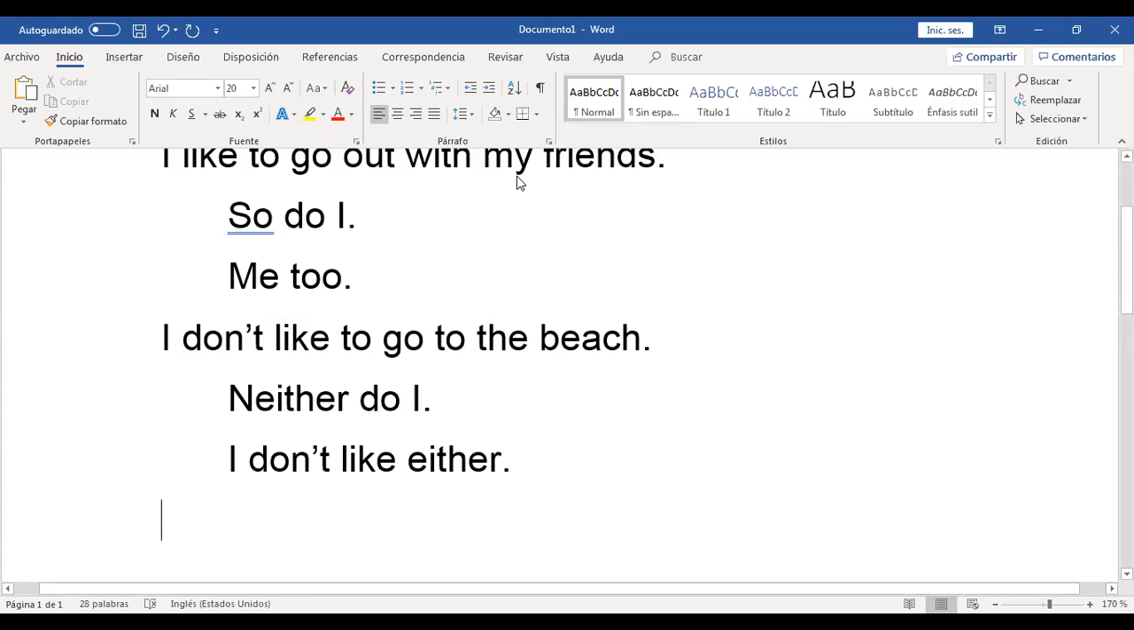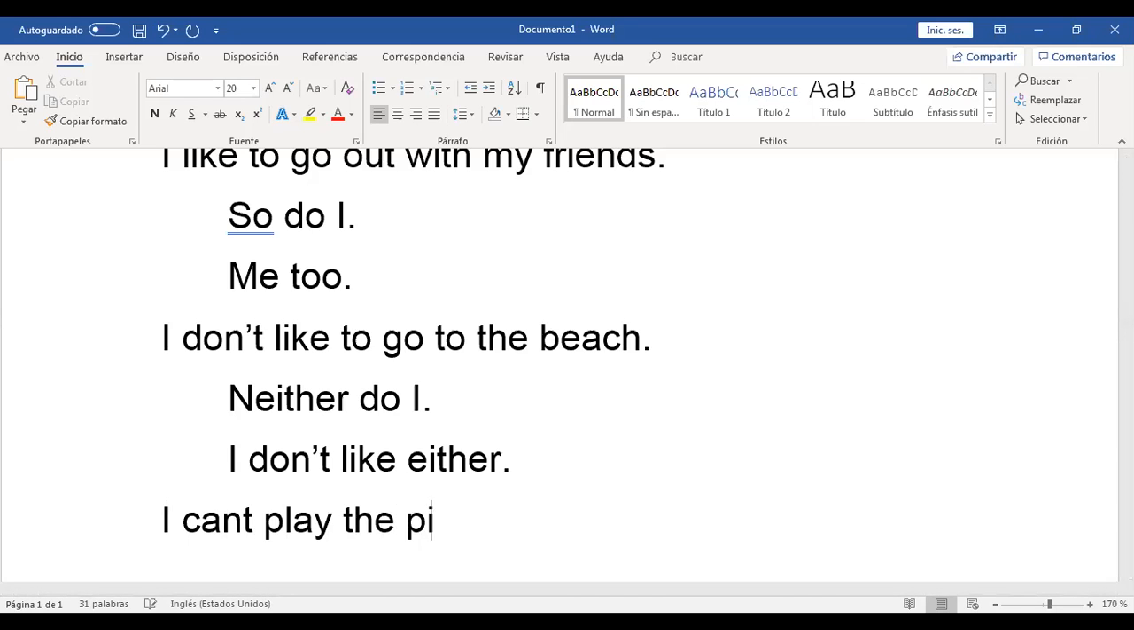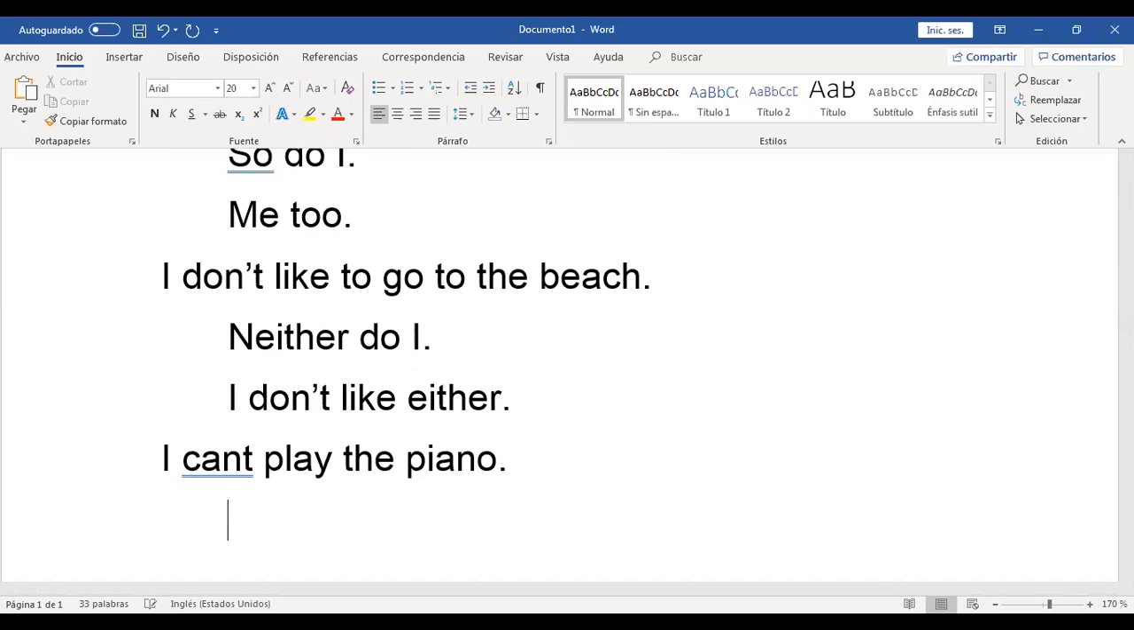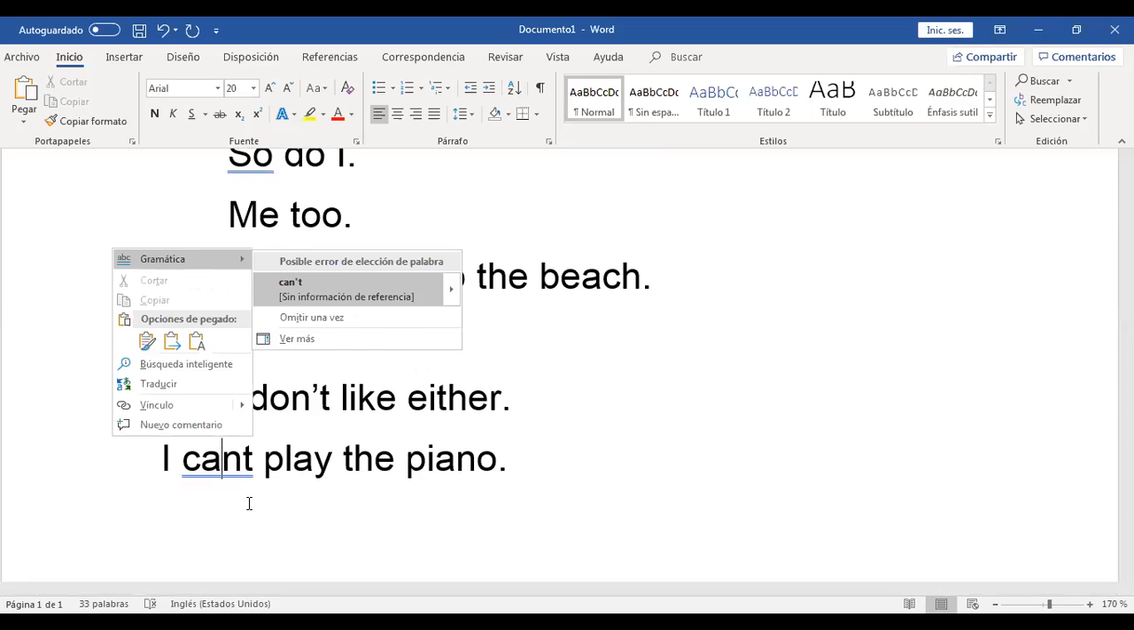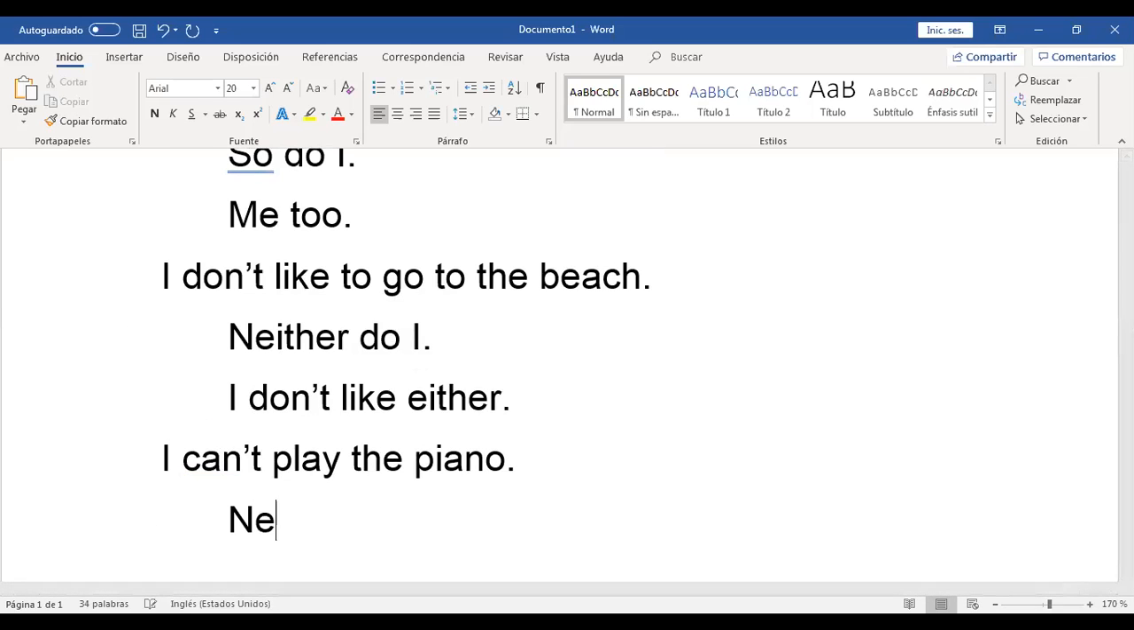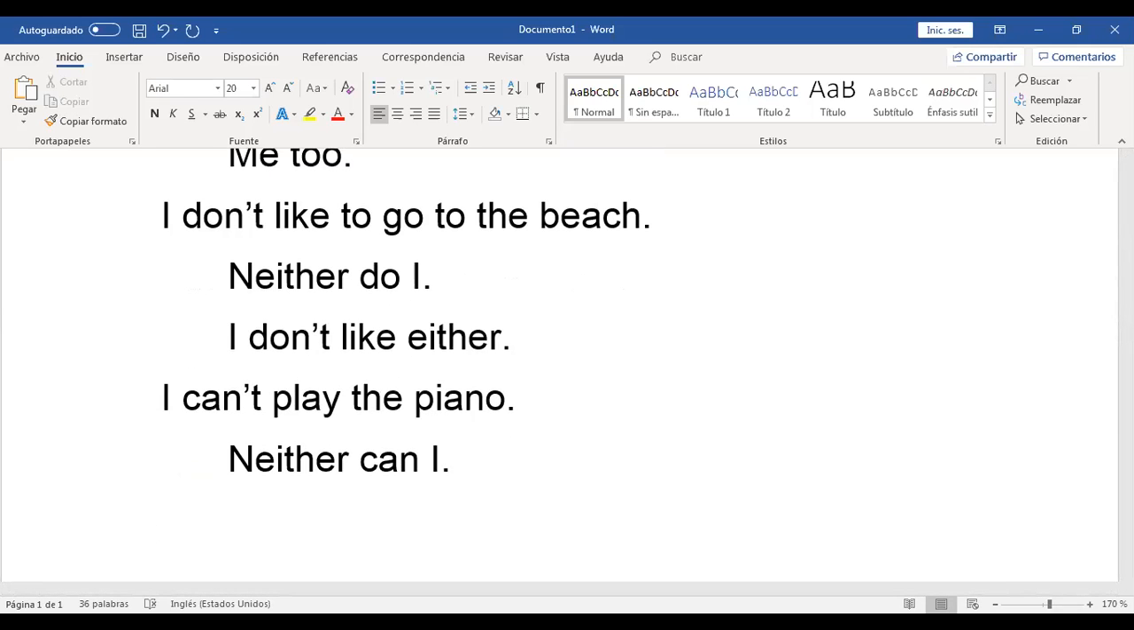For example, let's see. I can't play the piano. No puedo tocar el piano, no puedo. Neither can I. Neither can I. Very good. Can I, ajá. And also you either? Can. I can play either. I can either. I can't either, ajá, también.